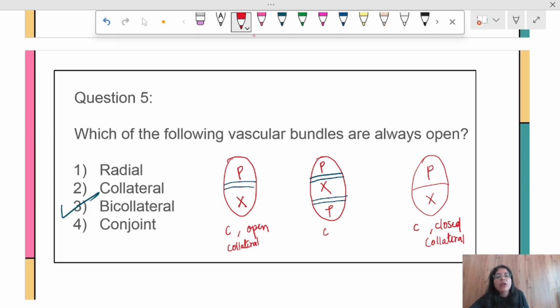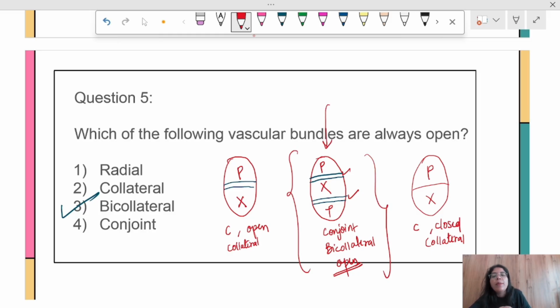But this is conjoint, bicollateral because on both the side you have a phloem, and this is always open, always open. Okay, they have cambium always. This kind of vascular bundles are rare and you are going to see this in the family Cucurbitaceae. Okay, watermelon family, pumpkin family, there you can see this. But this is out of NCERT.